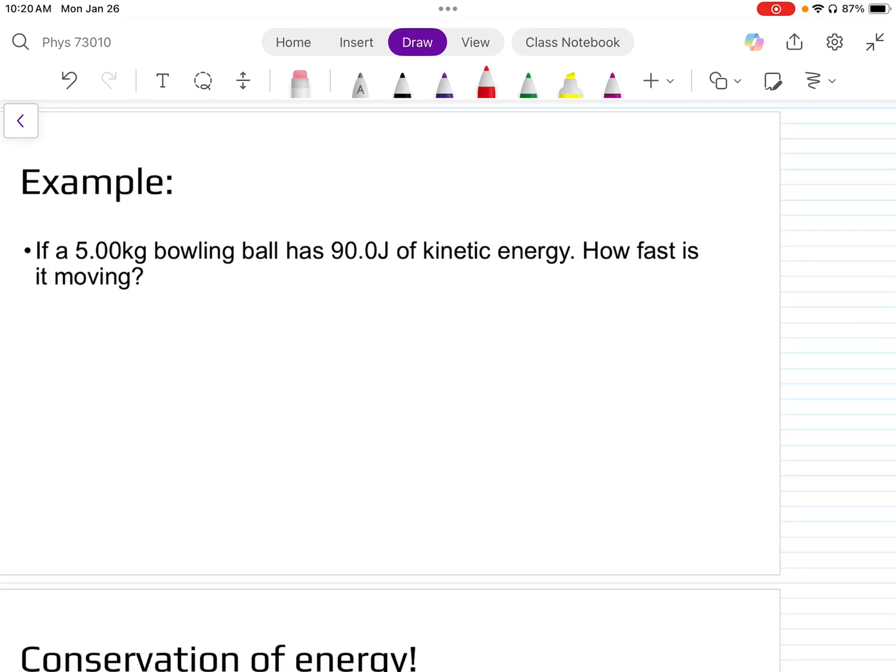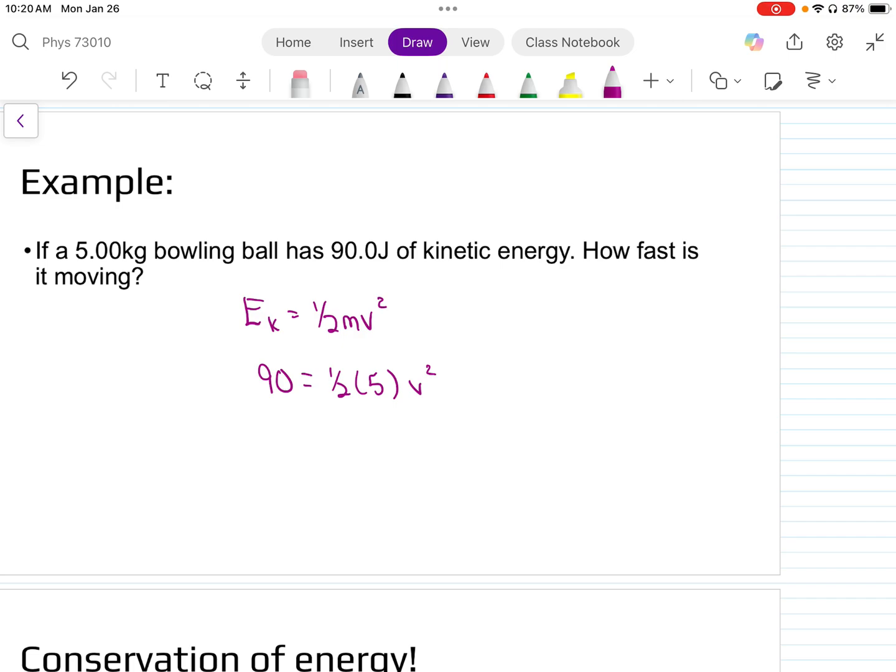Okay, another one. I've got bowling balls on the brain when I was typing this up. If we have a bowling ball with a particular amount of energy, we can figure out how fast it's going. Kinetic energy is always 1/2 mv squared. Jamming in our numbers, it's basically a plug and chug. The EK was 90. We've got a 1/2 here, 5 v squared. Let me just check my numbers.